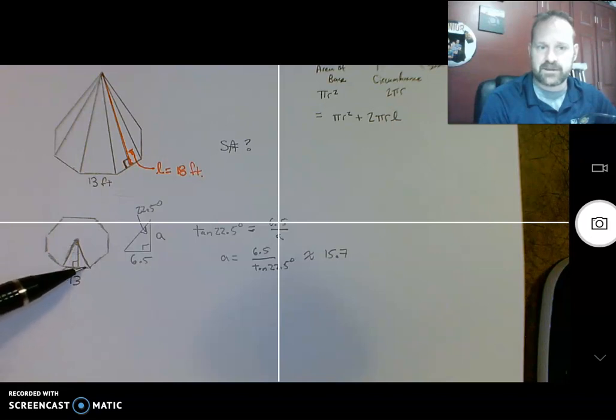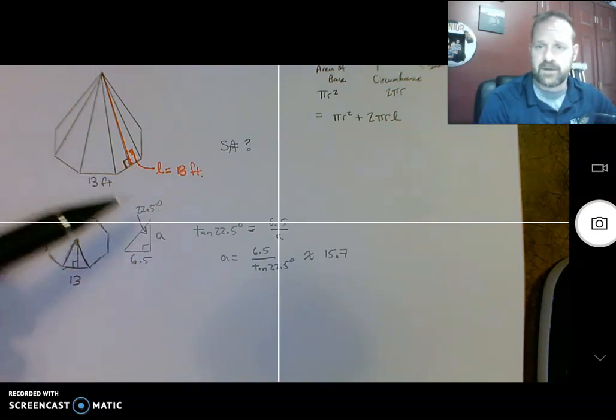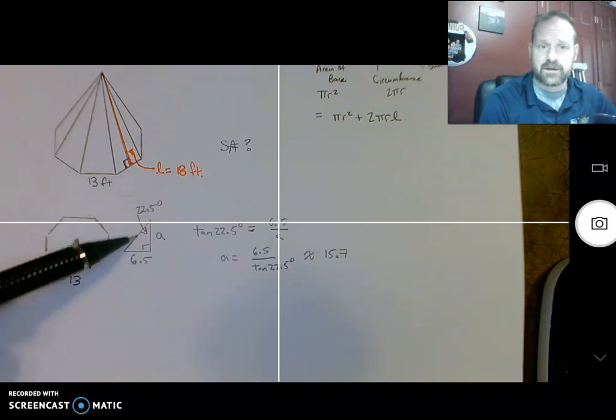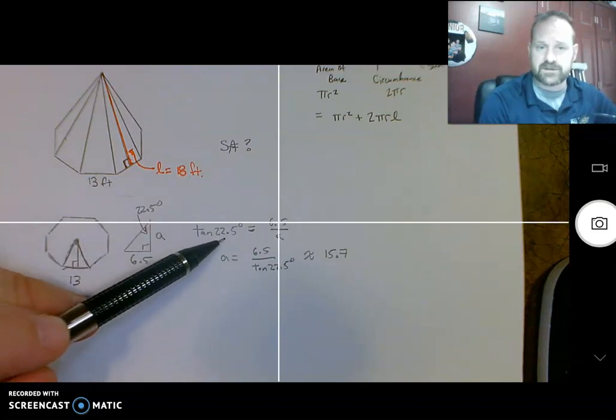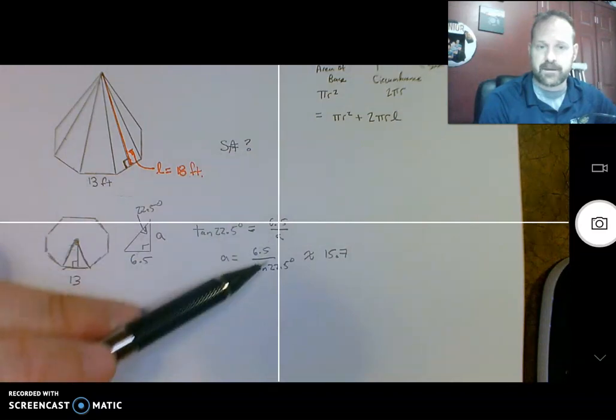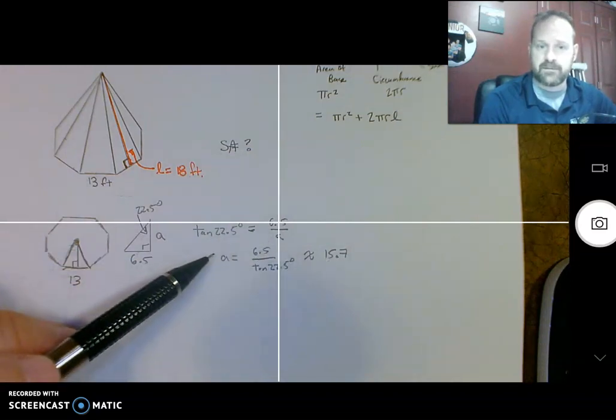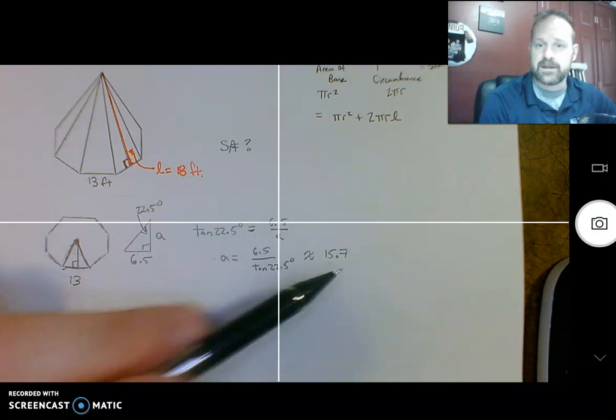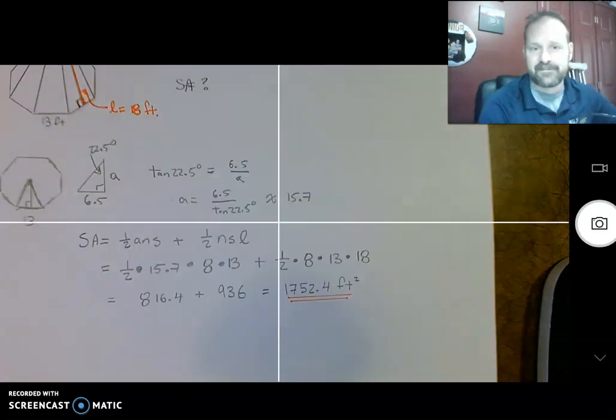That's going to make this congruent to that. So half of 13 is 6.5. Half of the 45 degrees is 22.5. I'm going to set up a trig function here. Opposite this is going to be 6.5, adjacent A. So that's going to be tangent of 22.5 equals opposite over adjacent. Solving that, the apothem, A for apothem, is 15.7. So boom, we got it all.